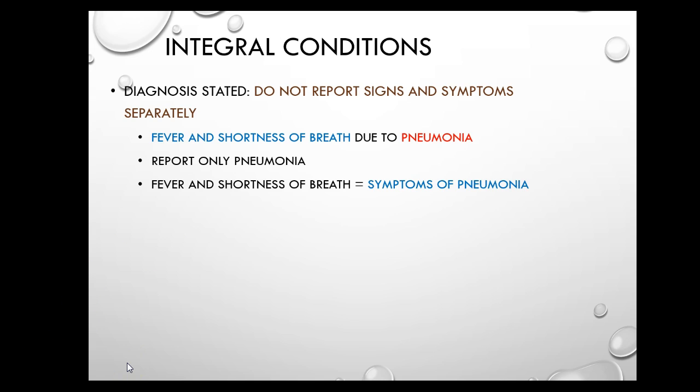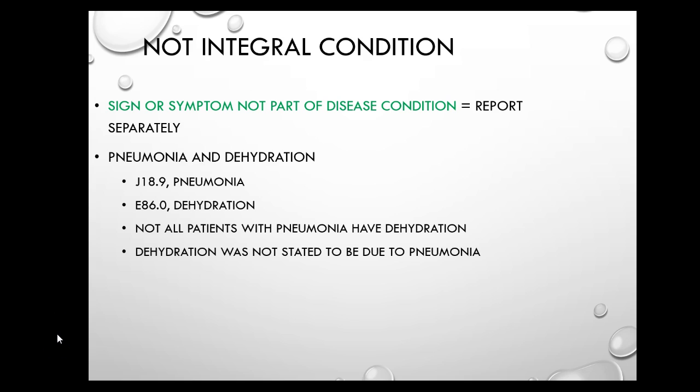So as we see here, fever and shortness of breath due to pneumonia. We have the words "due to" in the sentence. Fever and shortness of breath is usually what happens when any patient has pneumonia. That's what makes these conditions integral to the main problem. In this example, dehydration was not stated to be due to pneumonia. Therefore, we will code dehydration as well as pneumonia.